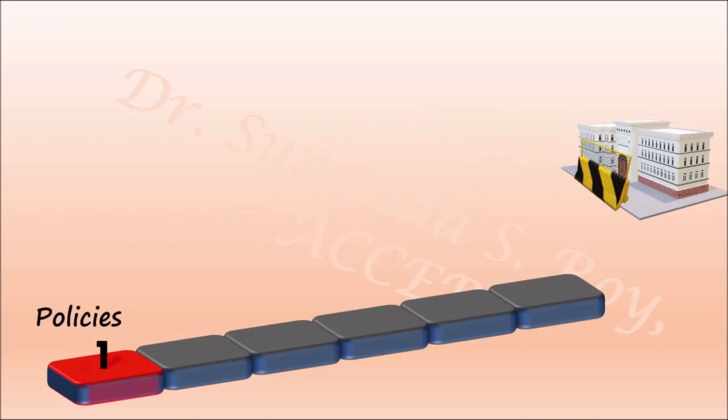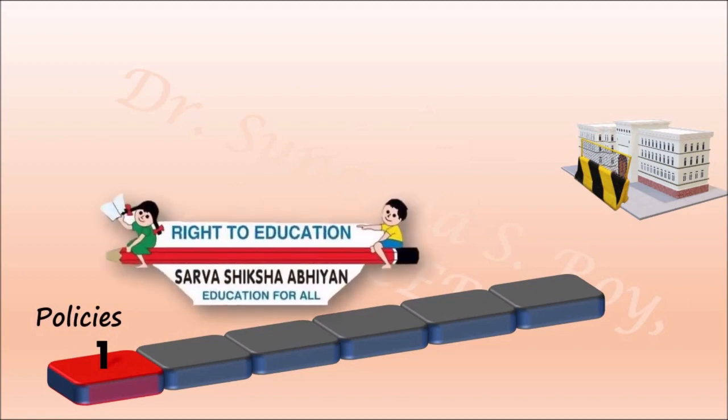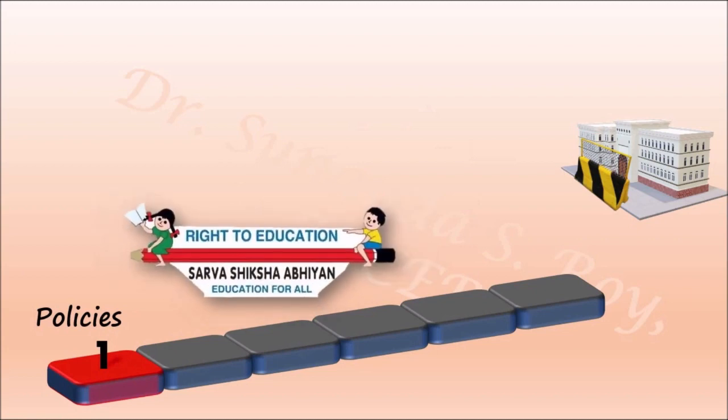The first challenge deals with policies. There are various policies that have been put forth by the Indian government to help in spreading inclusion. However, the implementation of these policies needs to be done properly. All schools are directed to follow inclusive education as per the RTE, that is Right to Education Act 2009, and the SSA, the Sarva Shiksha Abhiyan.